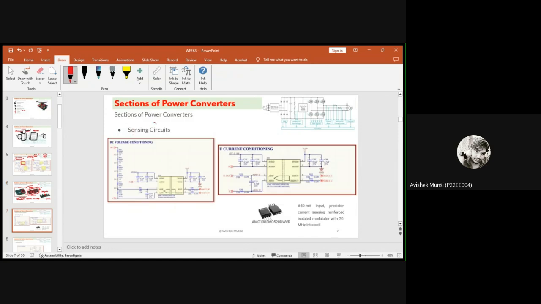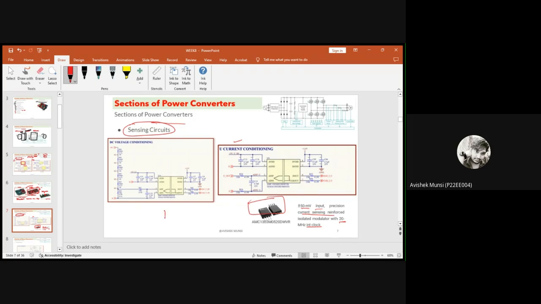The next part in designing a power converter is that you require the sensing circuits. Obviously, if you are going to control the output voltage or the output current of a power converter, you have to sense the circuit's voltage and current. For current sensing, you have some dedicated current sense amplifier. This amplifier is used here, AMC1301 or AMC1306M05. This is a plus minus 50 millivolt input precision current sensing amplifier. It has a 20 megahertz clock. So this is for current sensing purposes.